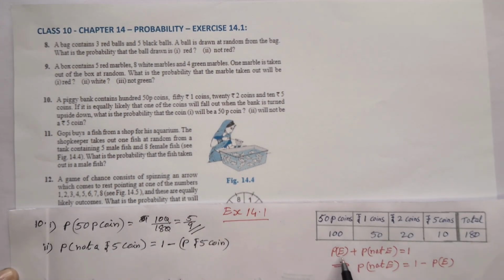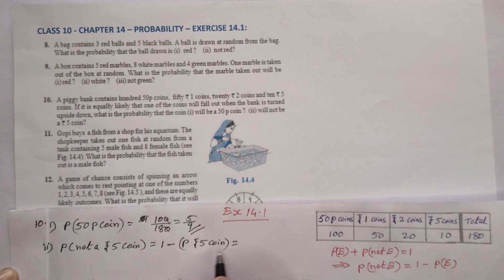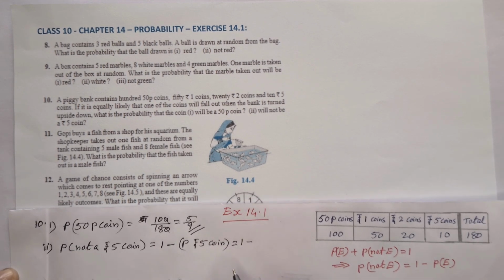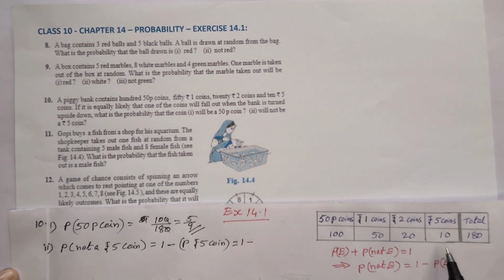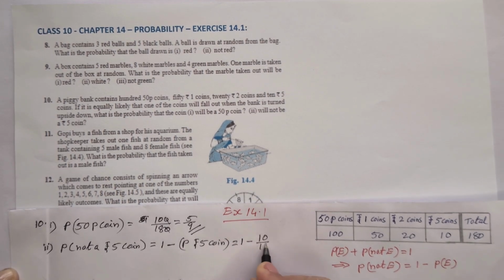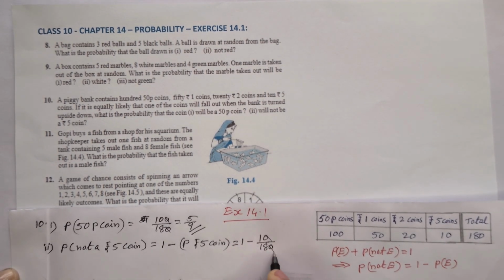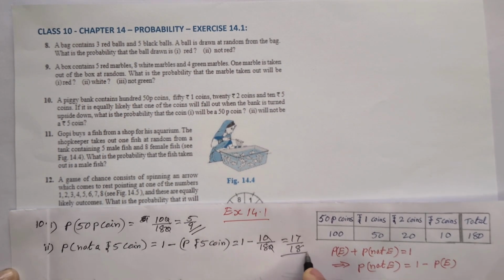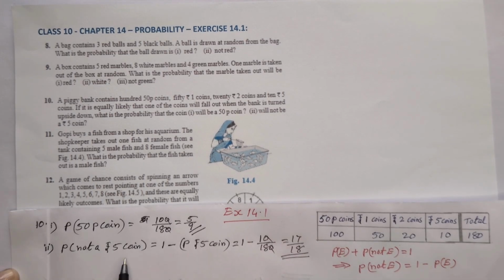So we can use probability of E plus not E is equal to 1. Then not E is equal to 1 minus probability of E, which is equal to here 1 minus the probability to get a 5 rupee coin, which is 10 by 180. So here 1 minus 1 by 18, which is equal to 17 by 18. So that is the probability of not a 5 rupee coin.